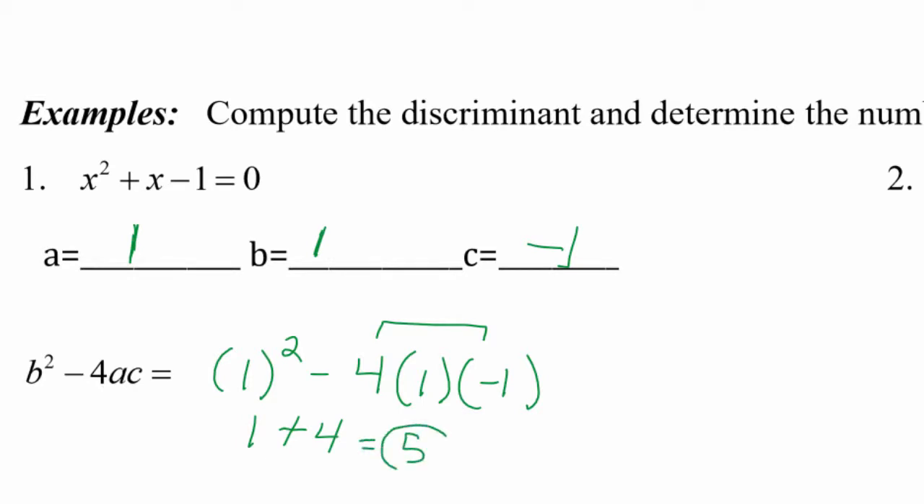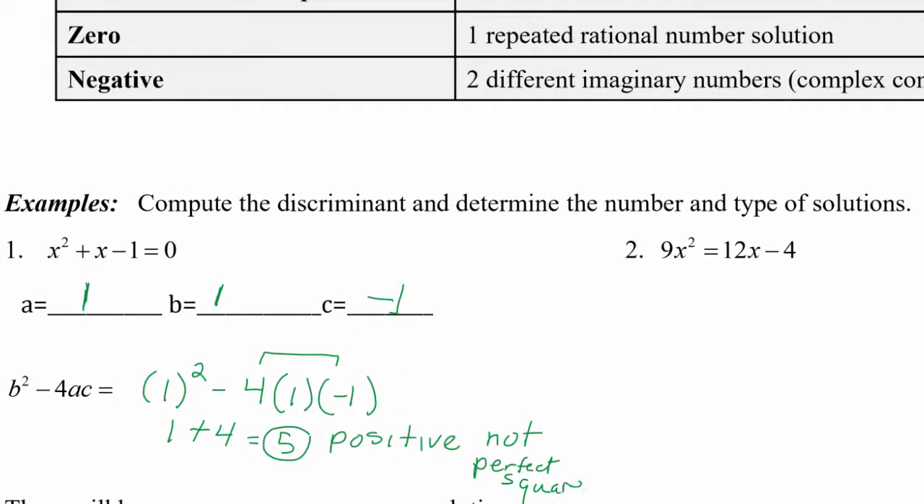So this discriminant is positive, and it's not a perfect square, right? Not a perfect square. So according to our table, positive not a perfect square means you have two different irrational solutions. So two irrational solutions.